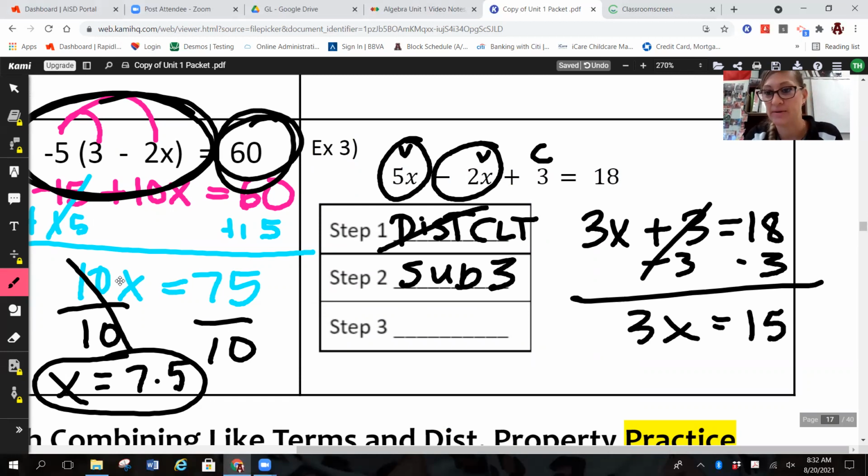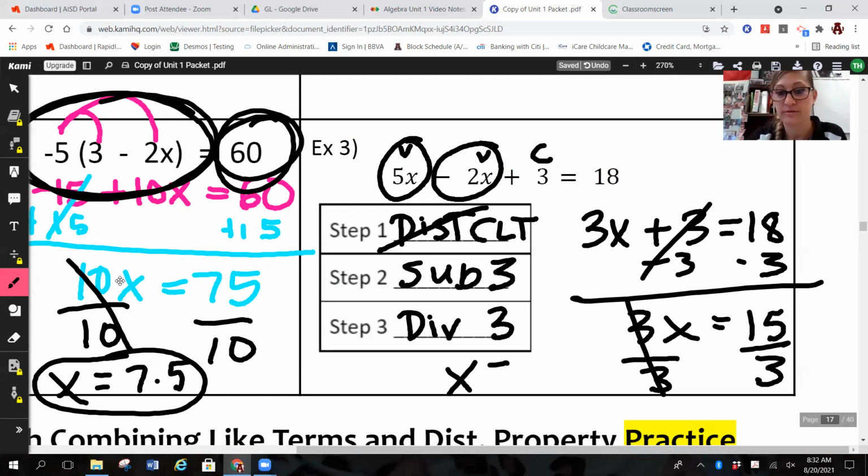Now what do I see? I see 3 times x. So what do I do? I do the opposite. I divide by 3. 15 divided by 3 is 5. My final answer is x equals 5.